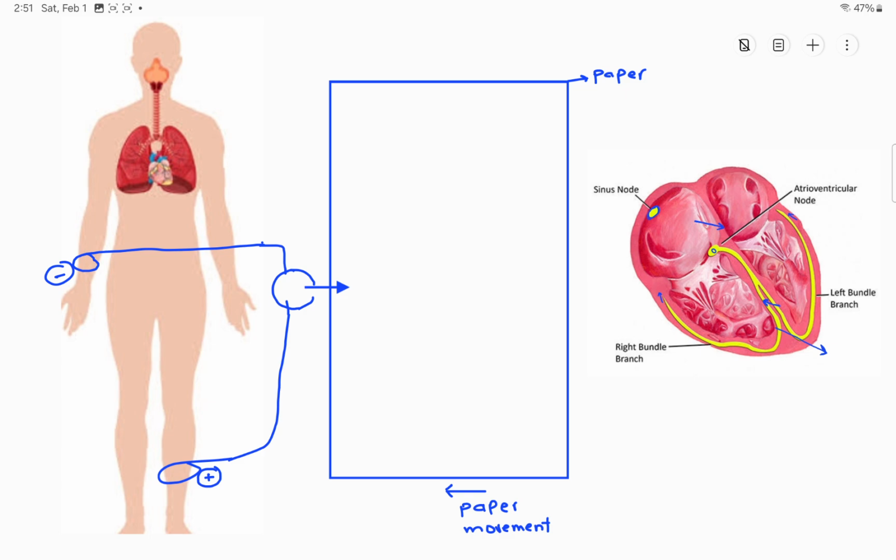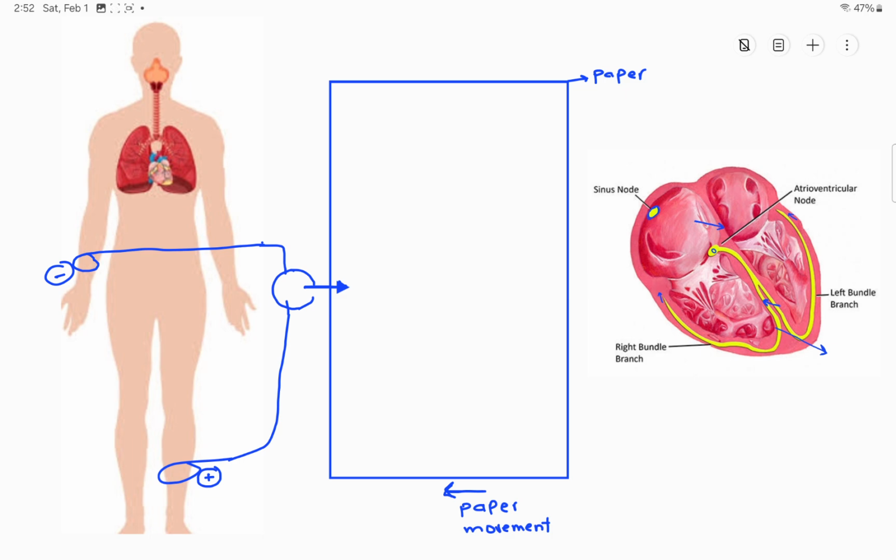Now what we have done is connect a person with a galvanometer, with its negative rod connected to the right hand of the person, and the left foot connected with the positive side of the galvanometer. We have connected the galvanometer with a paper, and we have made it move. The paper is moving like this, and the pin of the galvanometer is on the paper. In short, we have connected the person with the galvanometer, and the galvanometer with a roll of moving paper.